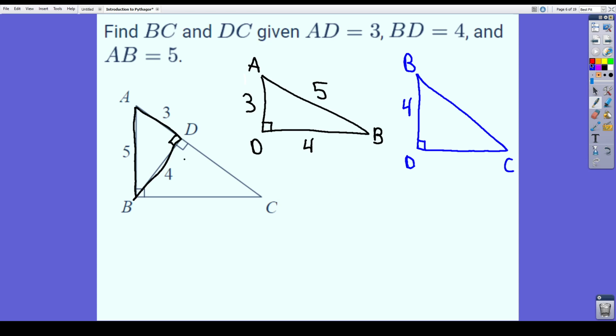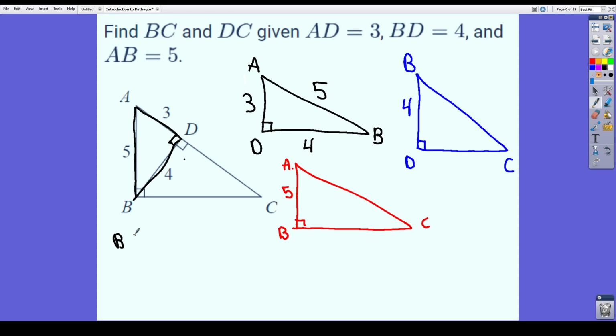And then finally we have the whole triangle that is not going to be drawn to scale, but you should get the idea that this is ABC, or BAC, which has a length AB of 5, and that is it. So, how can I use this information to find BC? Let's say we're finding BC first.